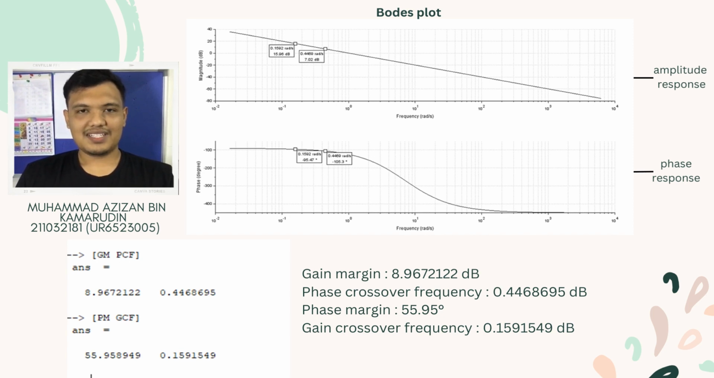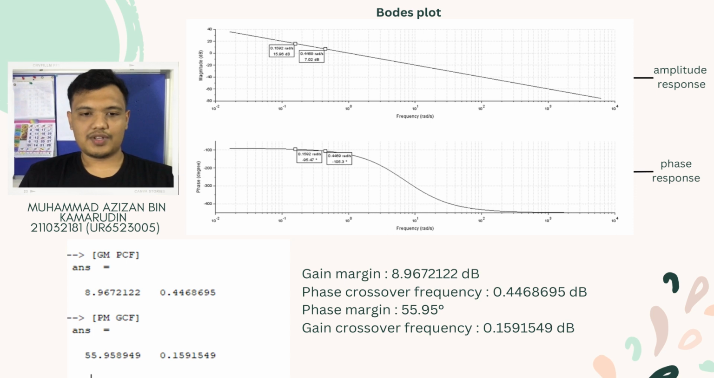Okay, my part is to explain question 2 based on the equation that has been created from the previous question. Using Scilab, it produces a Bode plot and a figure where the first graph is the amplitude response and the second graph is the phase response. It also produces the values of gain margin, phase crossover frequency, phase margin and gain crossover frequency.